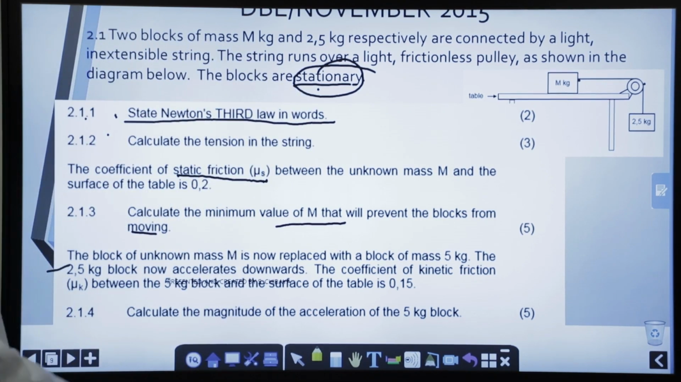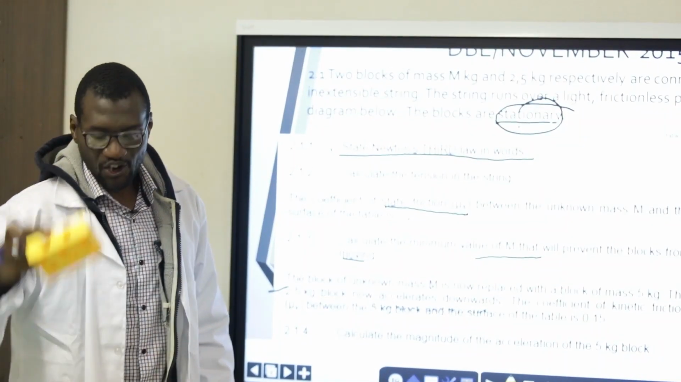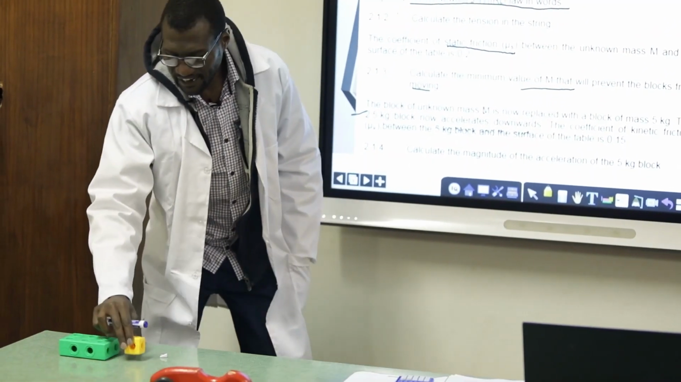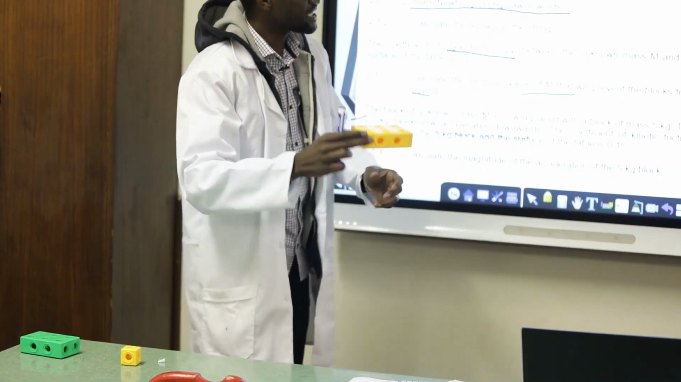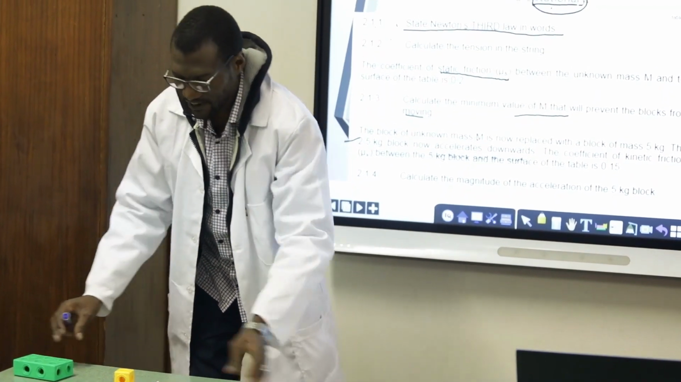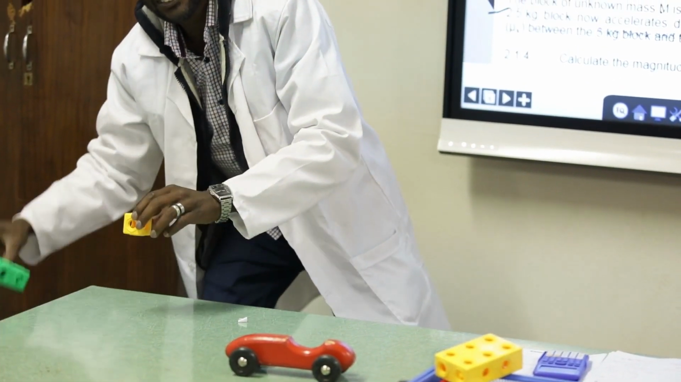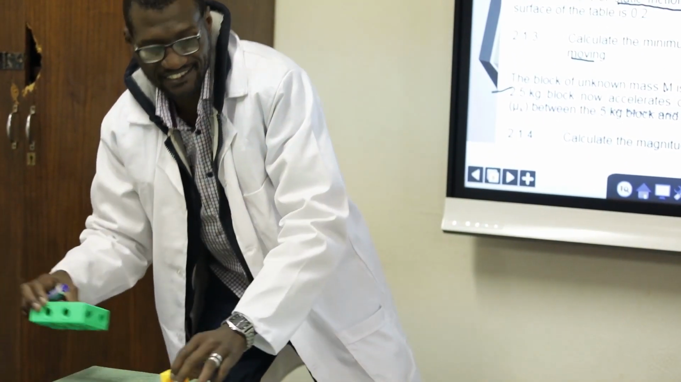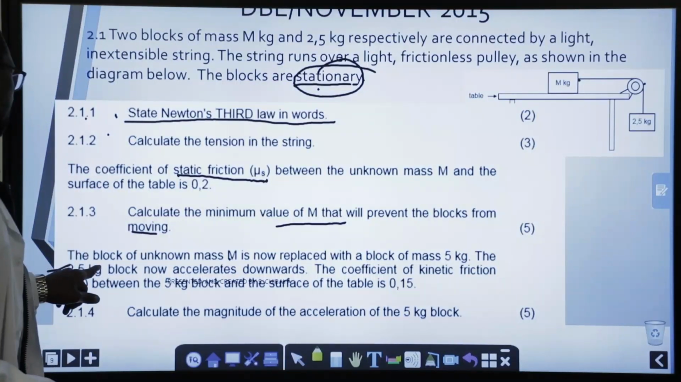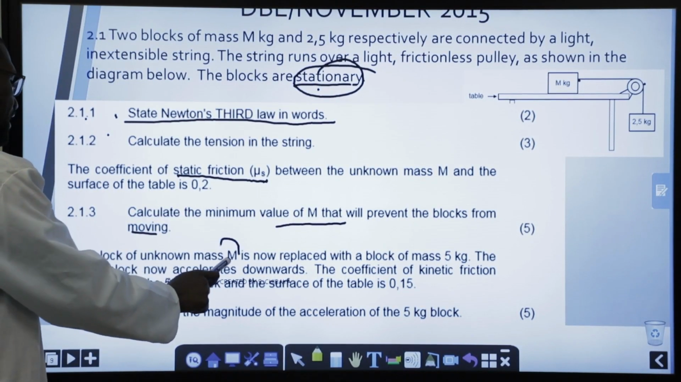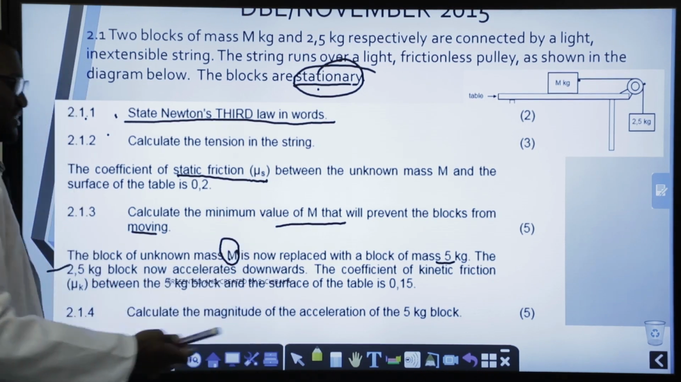2.15 then says the block of unknown mass M is now replaced. So the block of unknown mass M is now replaced with a 5 kg. If the block of unknown mass M was 12.5 kgs, and now we replace it with a 5 kg, a small one, what do you expect to happen? There will be an acceleration, right? In which direction? Downwards. And remember, it's a system, so the acceleration is going to be equal. So we have replaced the block of mass M with a block of 5 kgs, right? The 2.5 kg block now accelerates downwards. We figured that one out already.